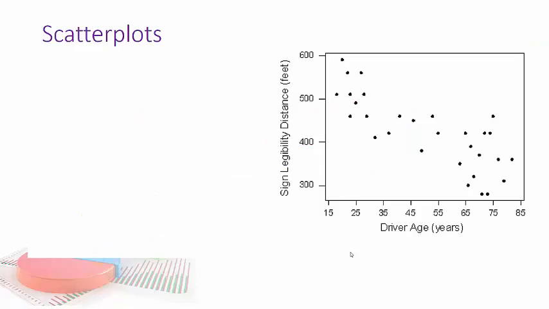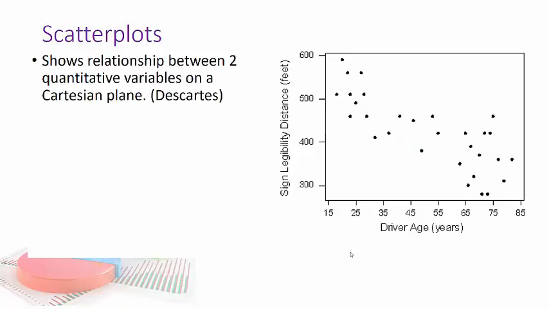And we will be using the Cartesian coordinate system to do scatterplots. And what are scatterplots? They show the relationship between two quantitative variables on a Cartesian plane. And that's his name, Descartes. He also said, "I think, therefore I am."